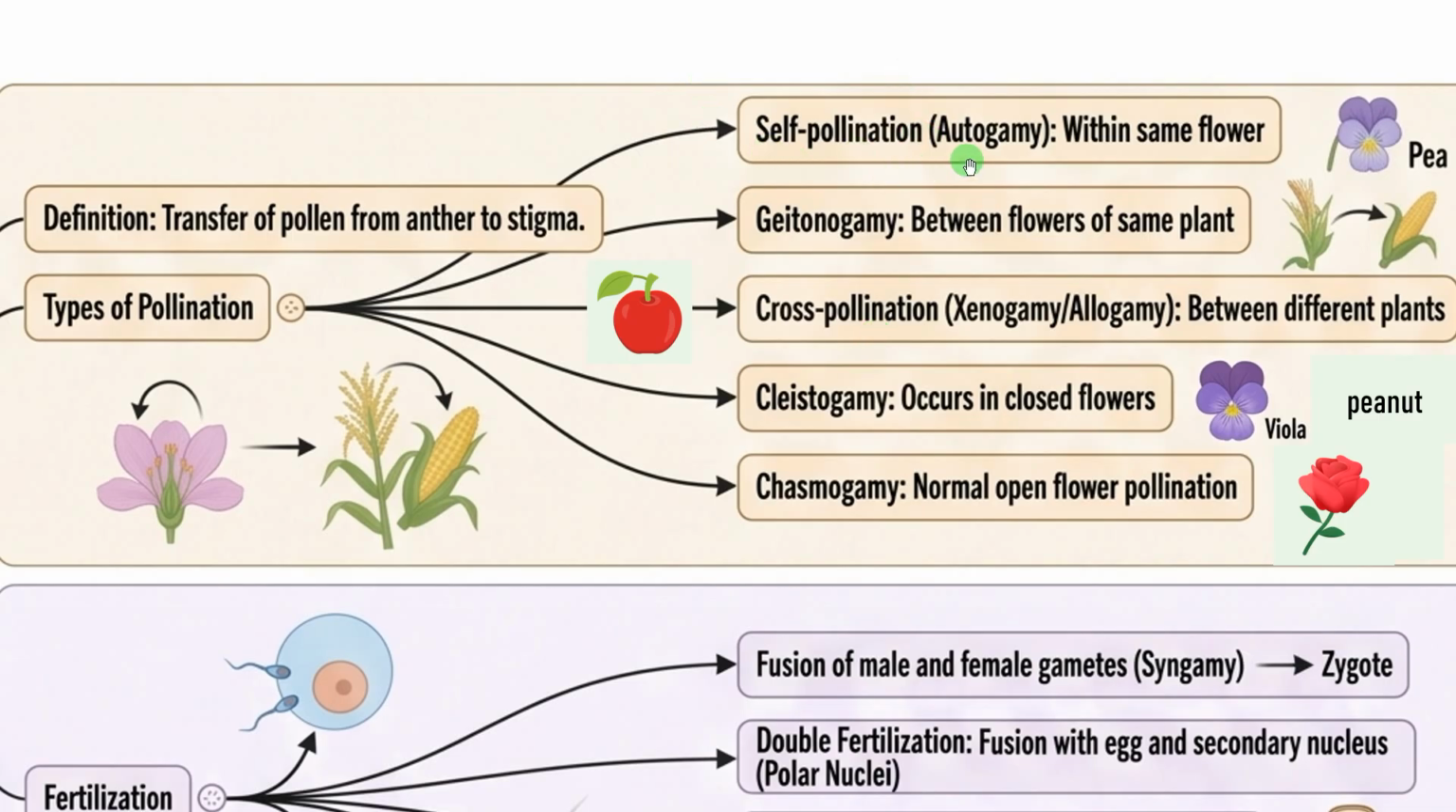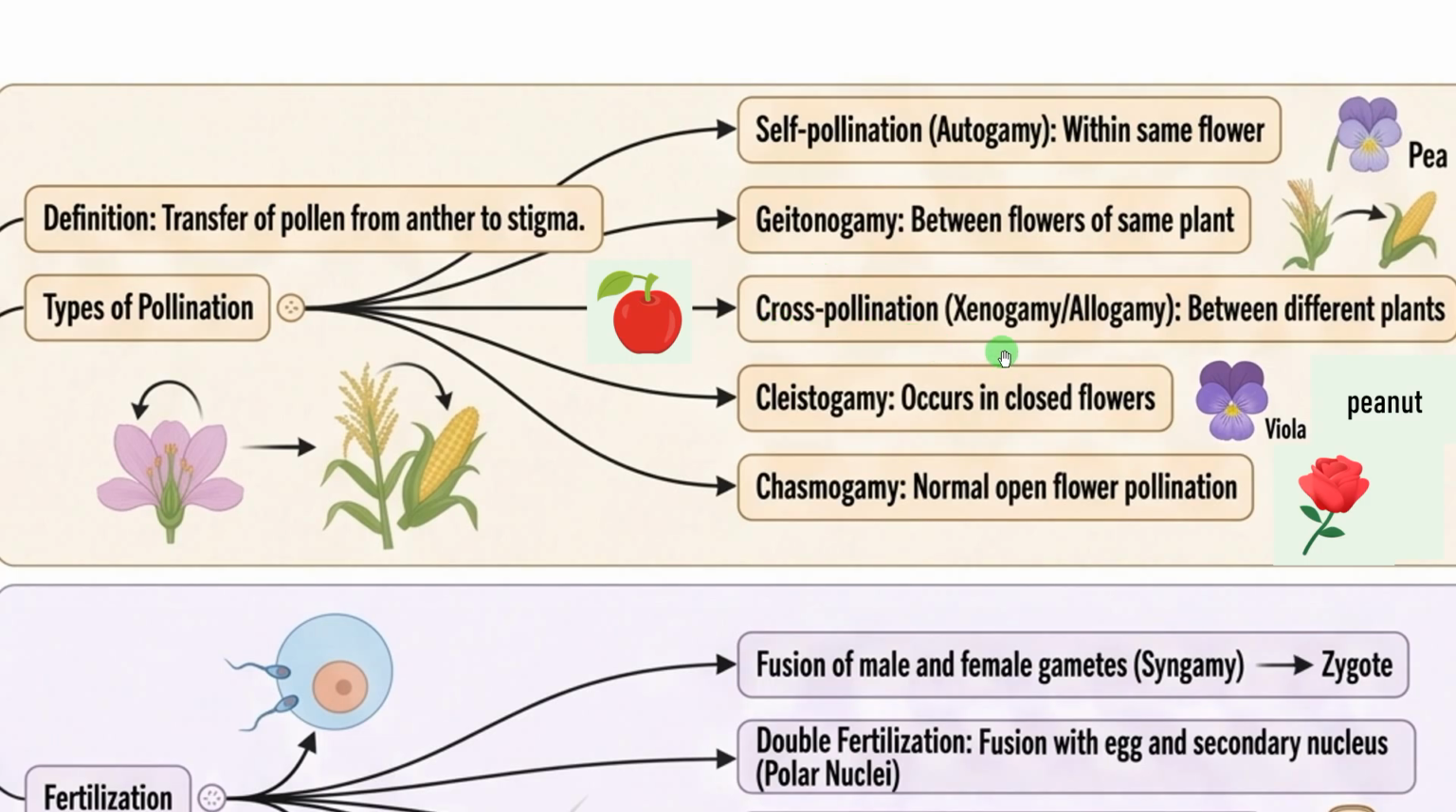Self-pollination can be of two types, either autogamy, that is happening within the same flower as in pea flower, or geitonogamy, that is between flowers of the same plant. Remember, both these lead to genetically identical plants. So geitonogamy is in the case of maize, corn, etc.